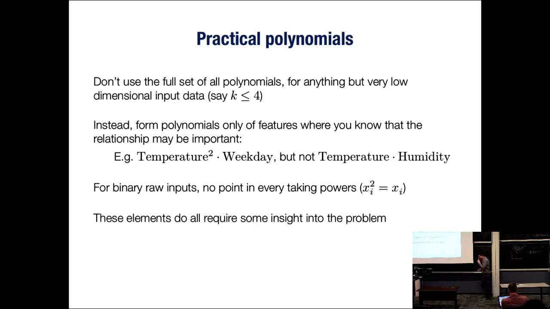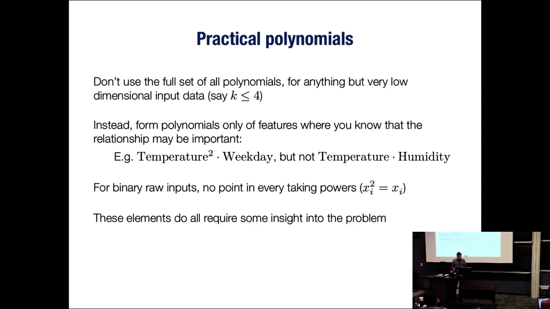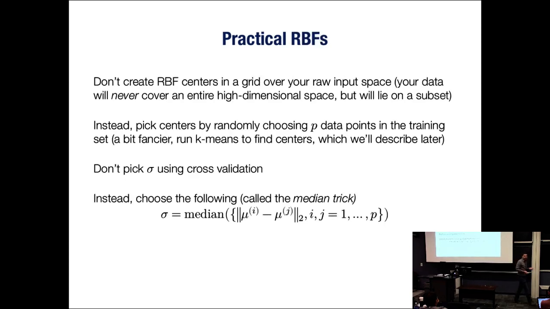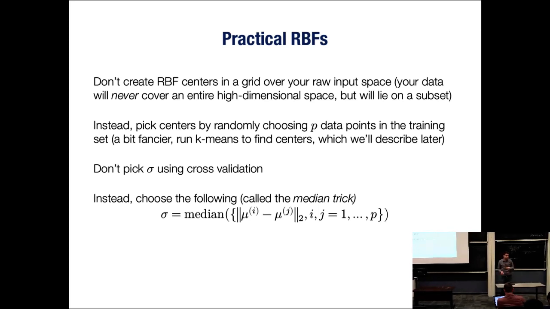Now, radial basis functions are actually much more fun to make practical. And this is honestly the second algorithm you should try. You should first try linear regression or linear classification. After that, you should try this. Before you do a kernel, before you do gradient boosting, before you do a neural network, do this. All right? So here's the idea.